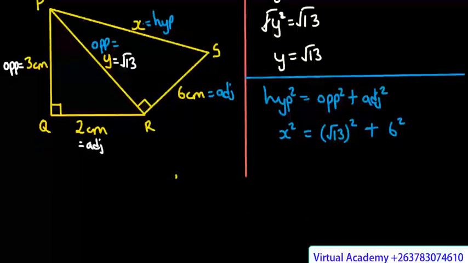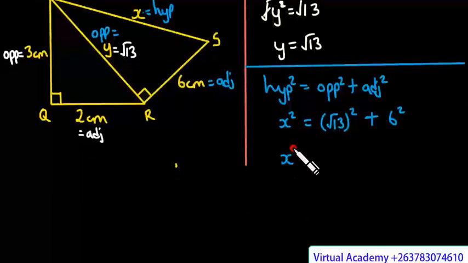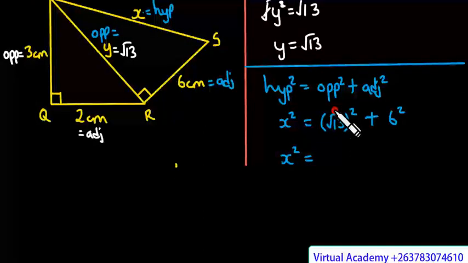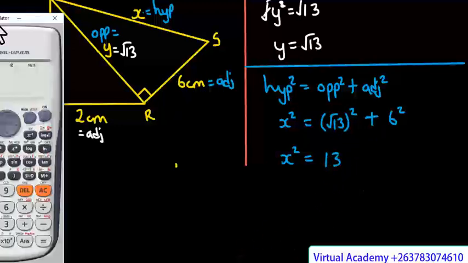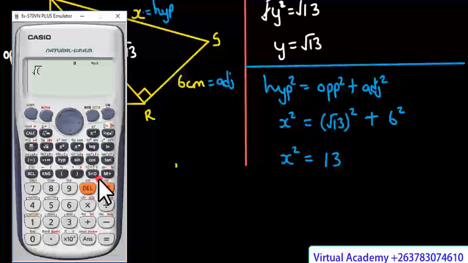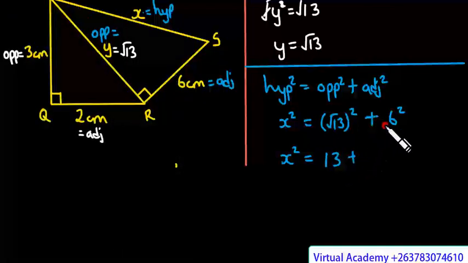Then moving on, I'll have x squared is equal to the square root of 13 squared. Remember the square root is to the power of half. Half and 2 will cancel, then I'll be left with 13 here. You can actually verify this with a calculator. If you say square root of 13, then close the bracket, then square it, you will simply get 13, because square root of 13 simply means 13 to the power half, and half times 2 gives 1. So it's simply 13. Then 13 plus 6 squared, that's 36.